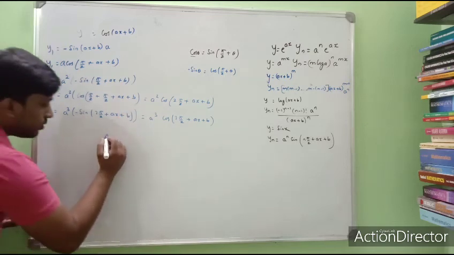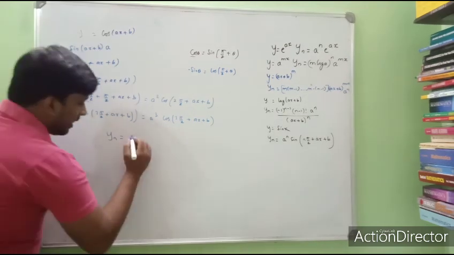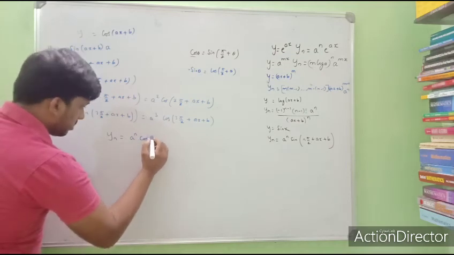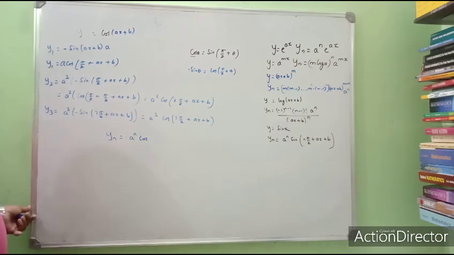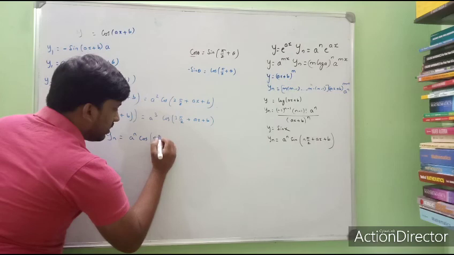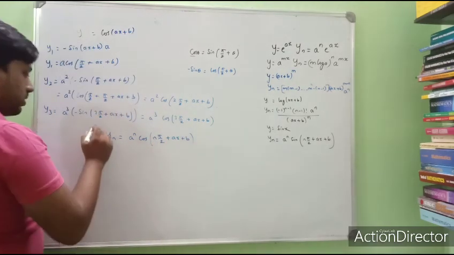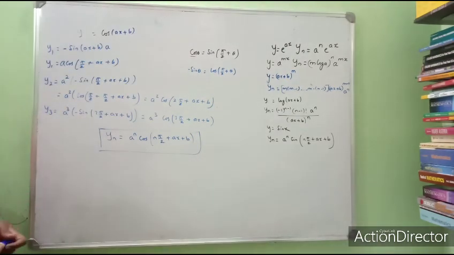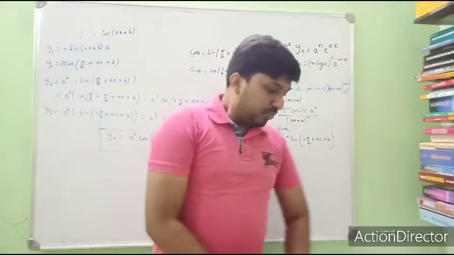So in general, how can you generalize this? Y to the power of n is nothing but a to the power of n into cos of n pi by 2 plus ax plus b. So this is the general nth derivative of the function cos of ax plus b.